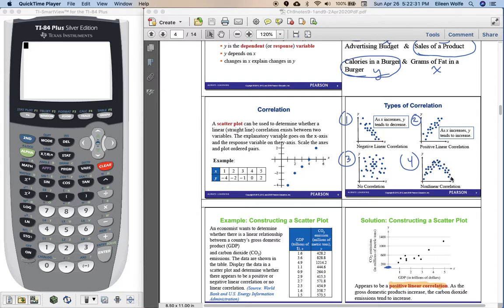And then finally graph 4, there definitely is a relationship here, but this chapter is only about measuring correlation, and correlation will only measure linear associations, so we're going to call that one nonlinear.